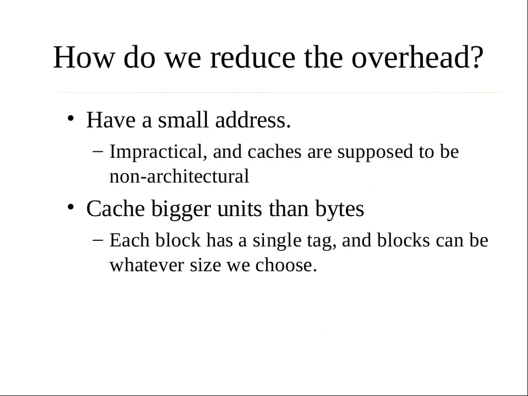How to reduce the overhead? Well, we can have a small address. We could just say, all right, you can only access 16 bytes, but that's not very practical, since we want to access at least 2 to the 32 different bytes, aka 4 billion bytes. Also, caches are supposed to be non-architectural, aka when you write your program, you don't think about the cache initially. You just want to write your program and make it work. So, terrible idea. Instead, cache bigger units of bytes, so each block has a single tag, and blocks can be whatever size we choose. This actually turns out to be a good thing.